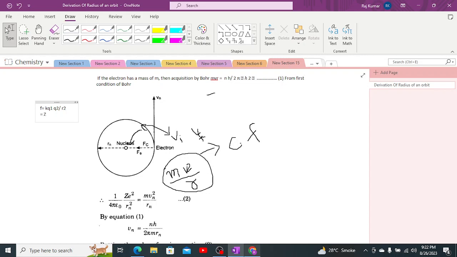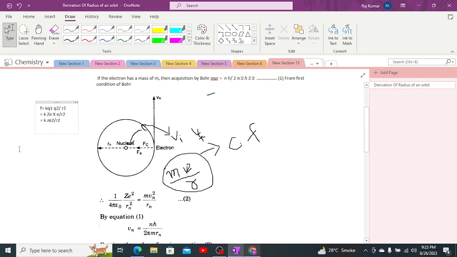The charge of the proton is represented by Ze, which means the proton has a positive charge. After that there is q2, which is the electron's charge, represented by e only. So we get Ze into e upon r square, and k is also there. So k Ze square upon r square, because e multiplies with e.